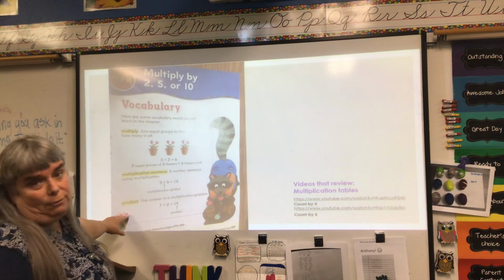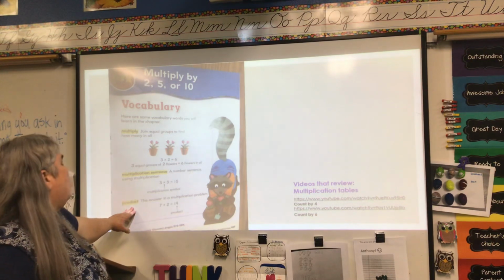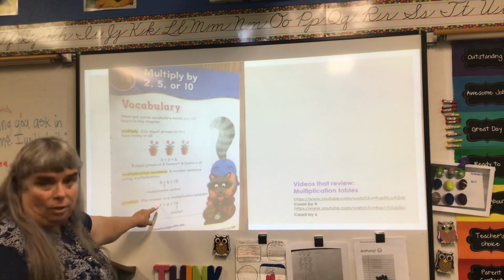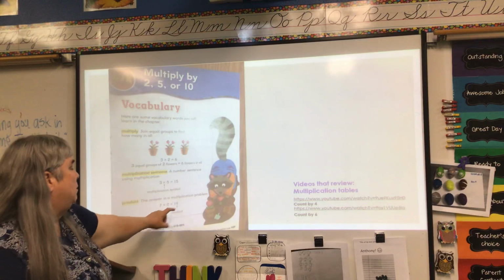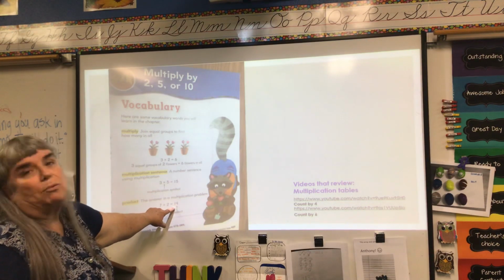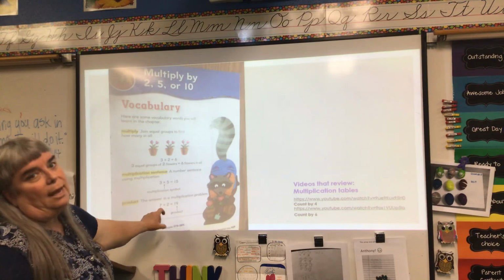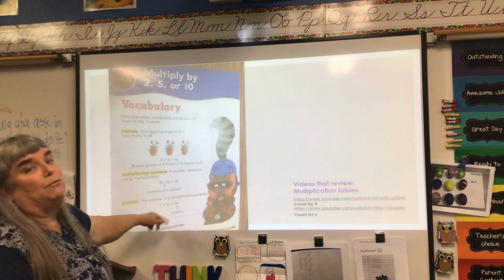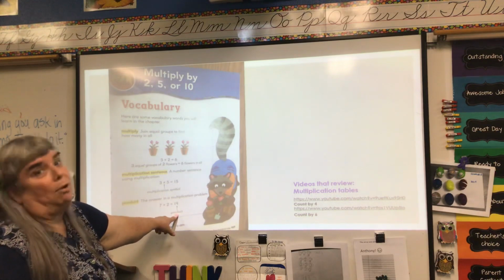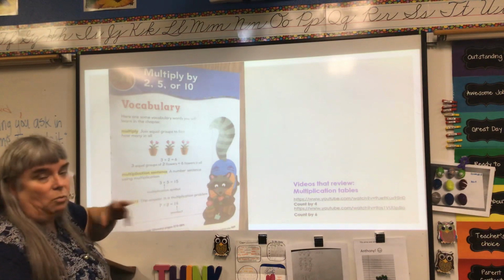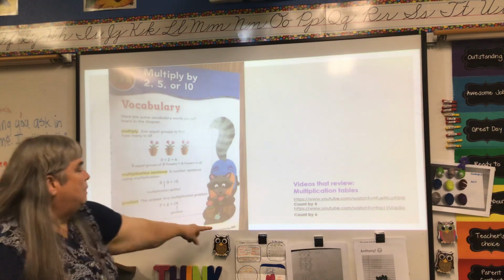And last but definitely not least is the word product. The answer in a multiplication problem is called the product. And remember, I said these are called factors, and the factors at the factory produce a product, right? So just a way to fit it into your brain. Okay, and that's page 409.